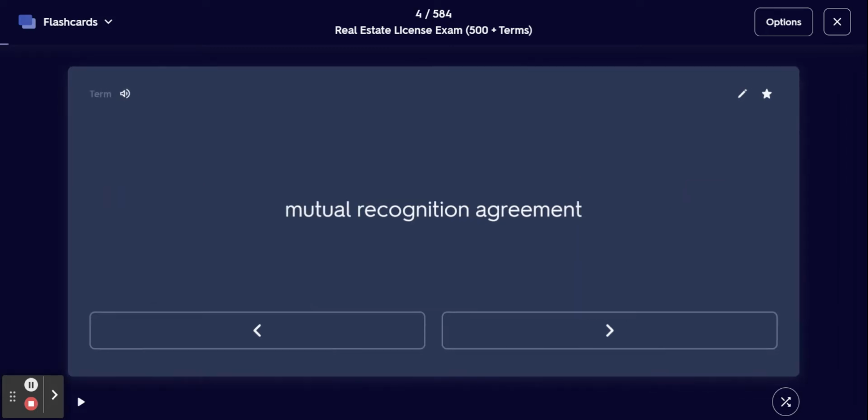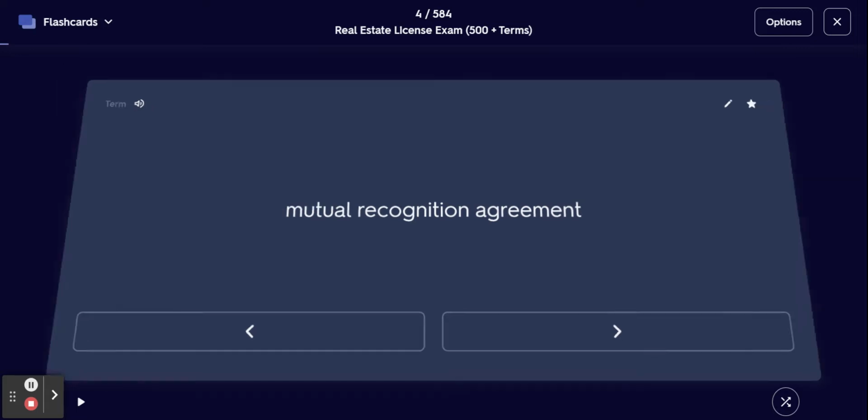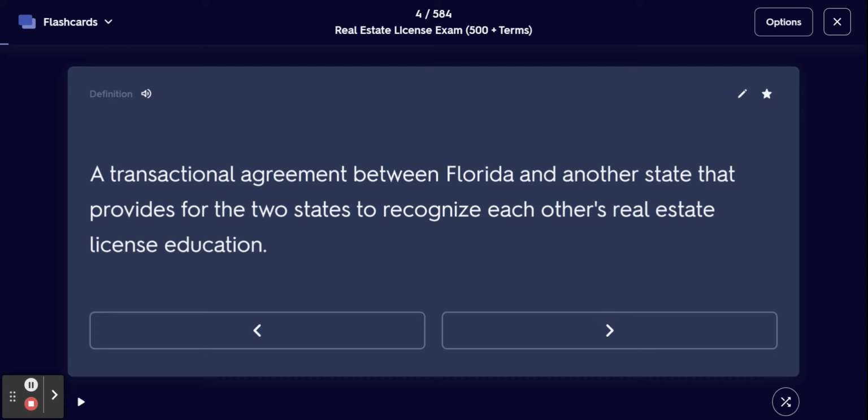Mutual recognition agreement. A transactional agreement between Florida and another state that provides for the two states to recognize each other's real estate license education.